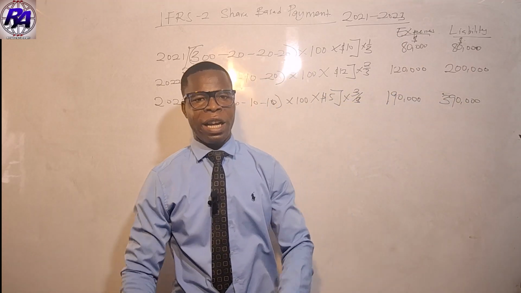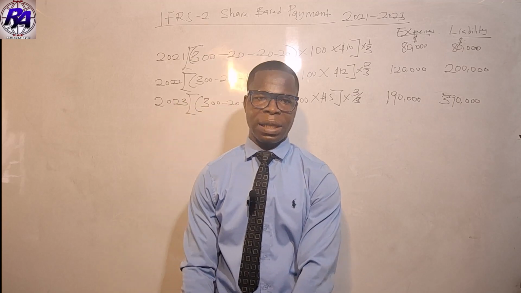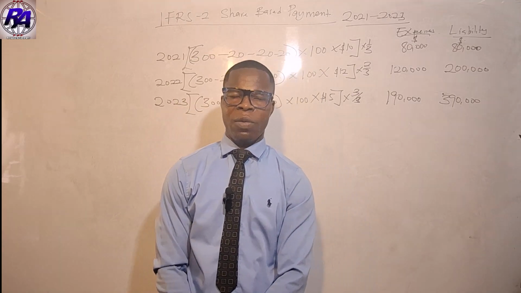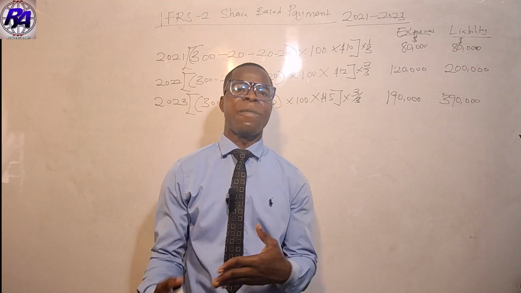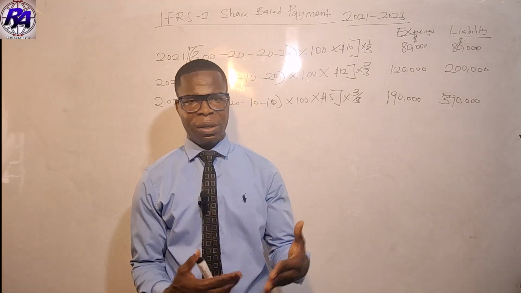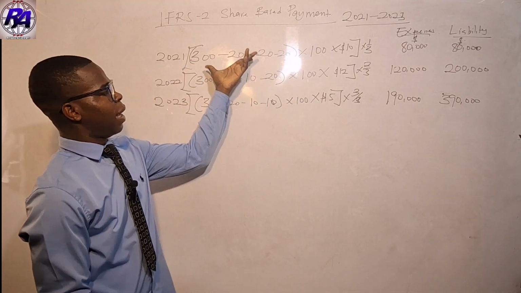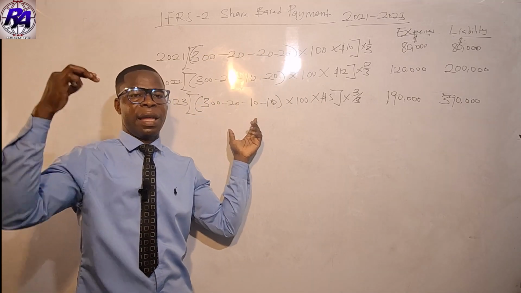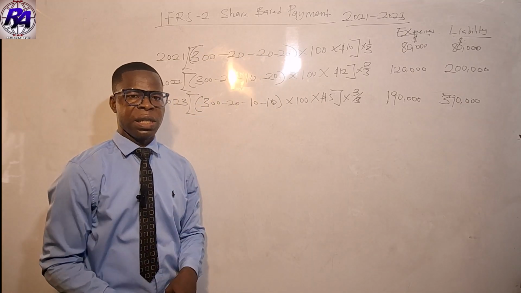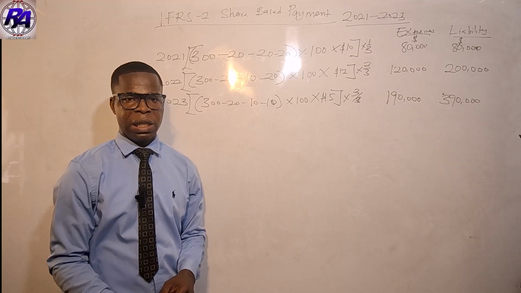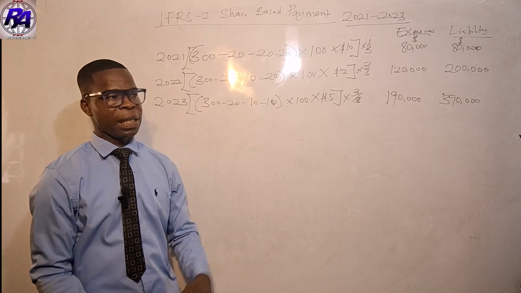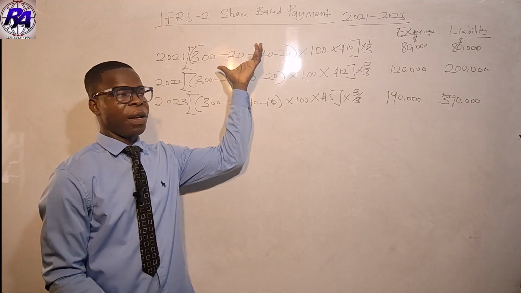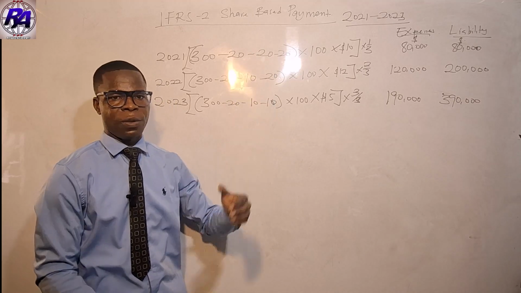This is as simple as the cash settled share-based payment, which has to do with share appreciation rights. Look at the valuations. The way we treat the employees is the same as we did under the market condition or non-market condition under the equity settled share-based payment. Nothing has changed. It's the same thing. So once you understand that, you can apply it over here.